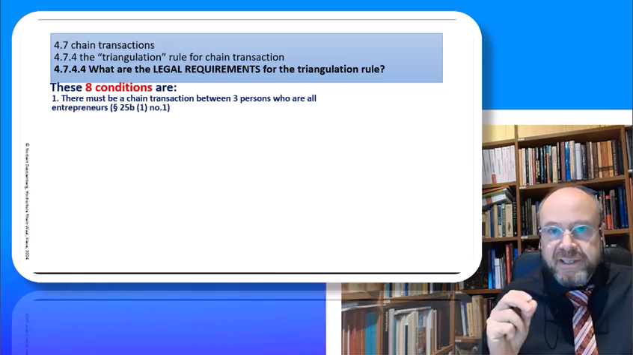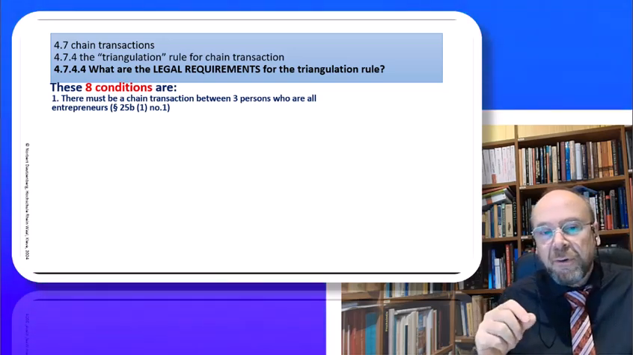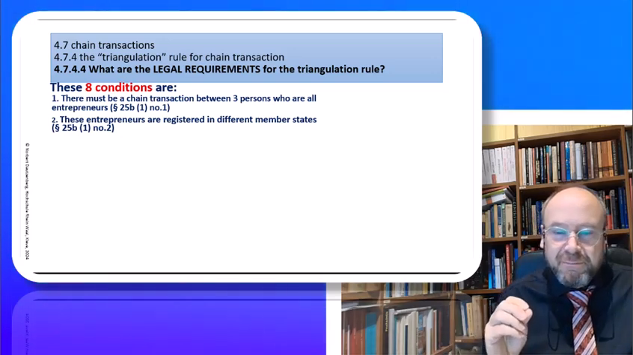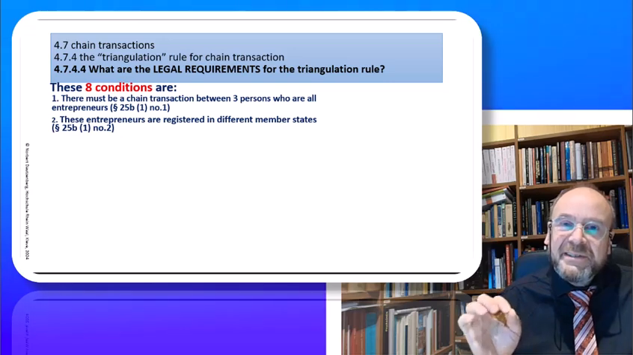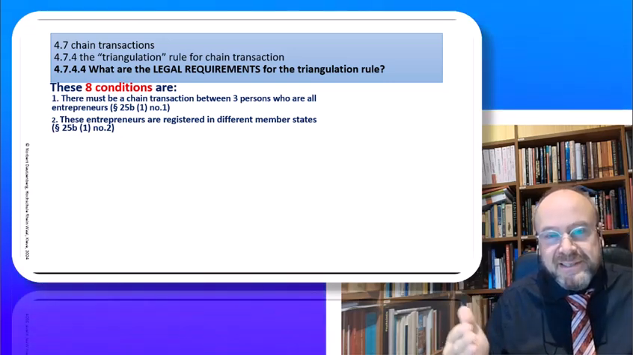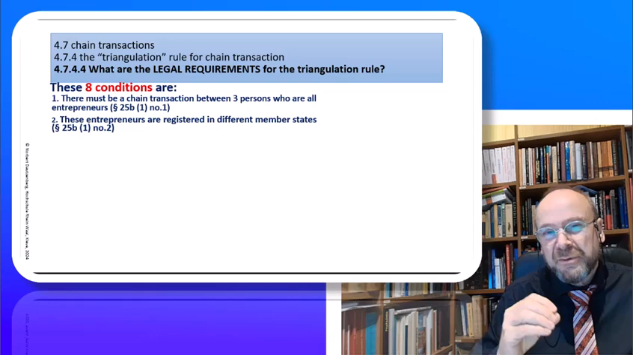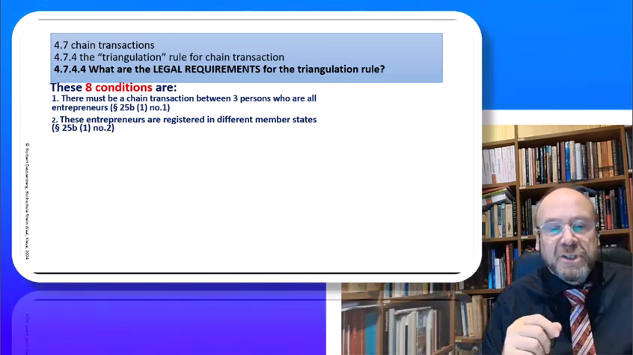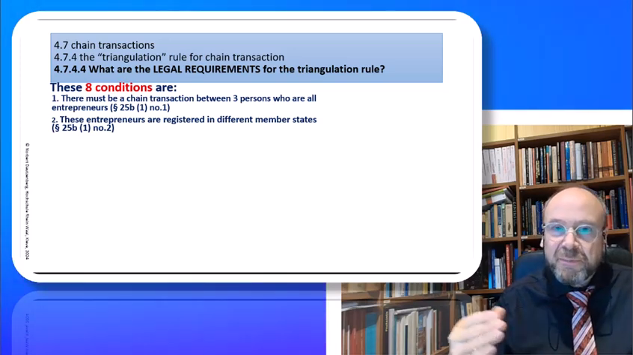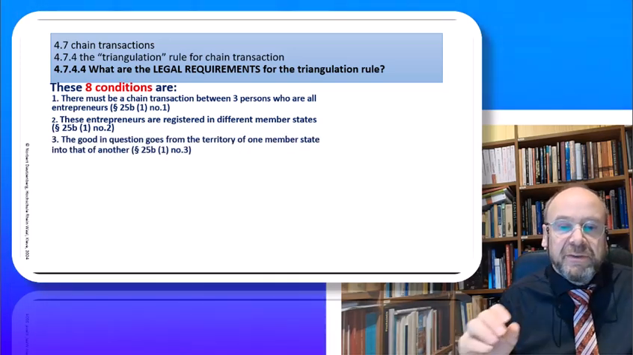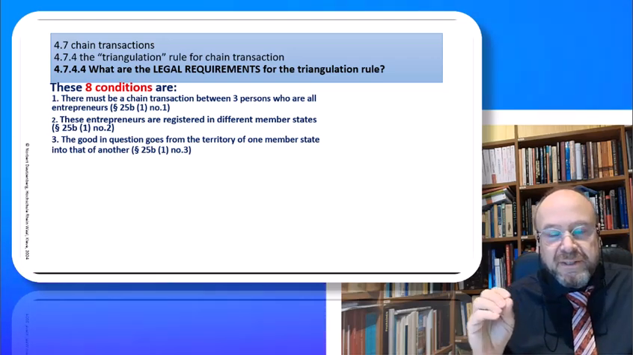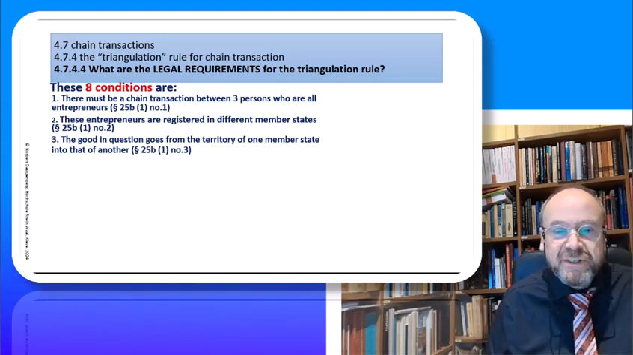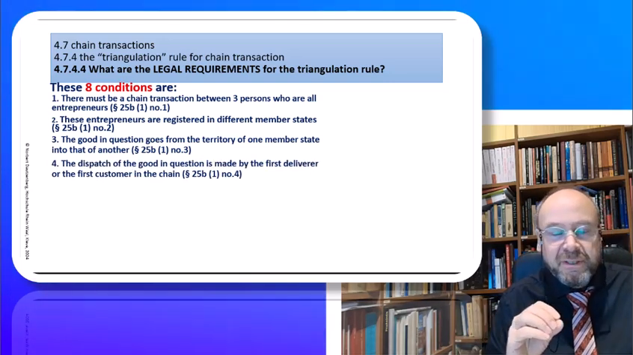There must be a chain transaction, 3 persons involved who are all entrepreneurs. These entrepreneurs must be registered in different member states, which has as its consequence that they have VAT ID numbers from different states. That will be important if you want to use the EU sales system to check and to communicate cross-border that there's something going on. The good in question must go from the territory of one EU member state to the territory of another one, because otherwise you never have an intra-community acquisition and you never have our constellation where we talk about.